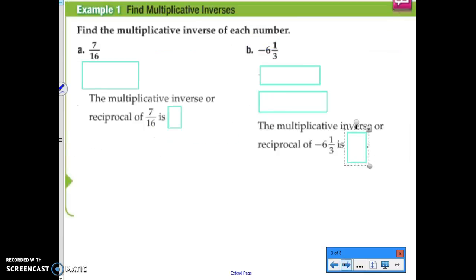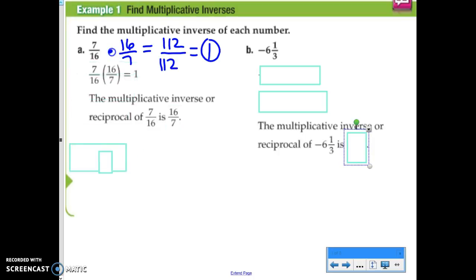So in these directions, it says find the multiplicative inverse of each number. If I take 7/16 and I write that reciprocal, or I find that multiplicative inverse, 16 over 7, I know that that product has to equal a positive 1. Well, 7 times 16, let me grab my calculator really quick, sorry. 7 times 16 gives me 112. And 16 times 7 on the denominator gives me 112. And we know that that equals a positive 1. So the multiplicative inverse of 7/16 is 16 over 7.